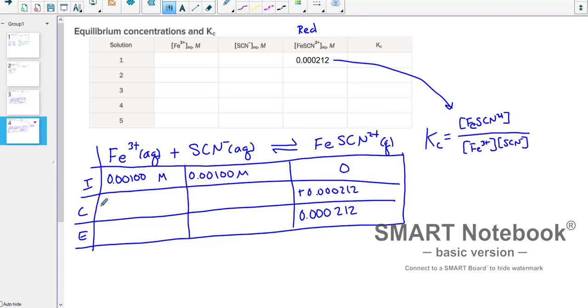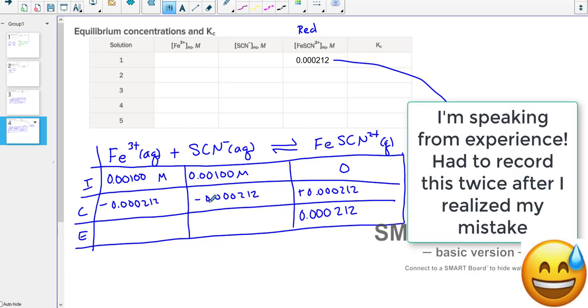Now these two are both reactants, so they're going to both decrease by some amount. Well, how much? Well, luckily it's 1-to-1-to-1 stoichiometry, so they're going to decrease by the same amount that our product was increased. Make sure that you don't end up with a negative concentration. If you end up with a negative concentration, that probably means that you lost a zero somewhere.